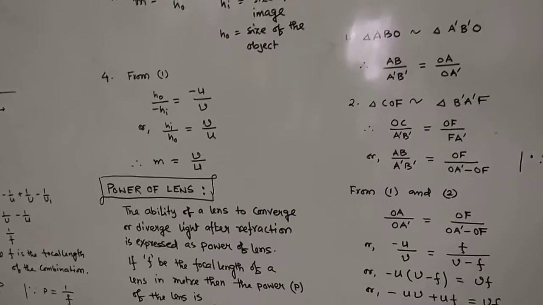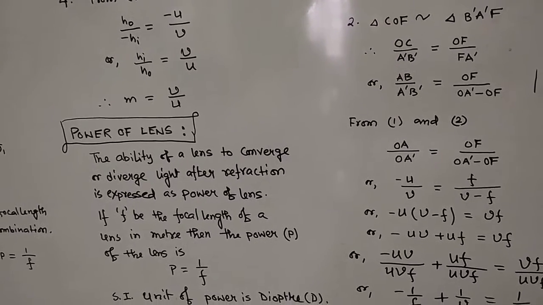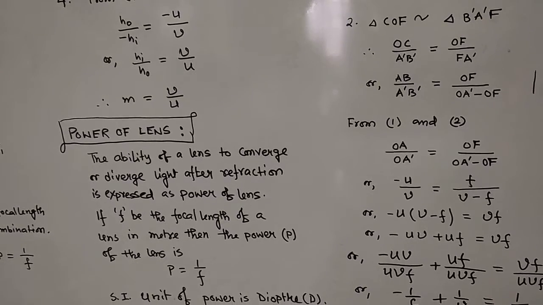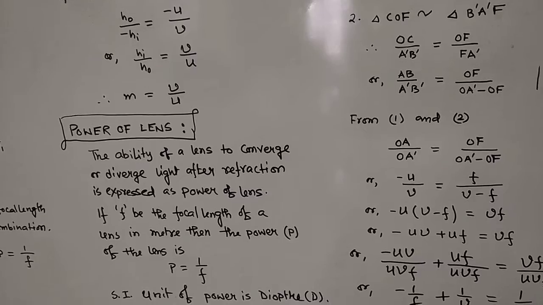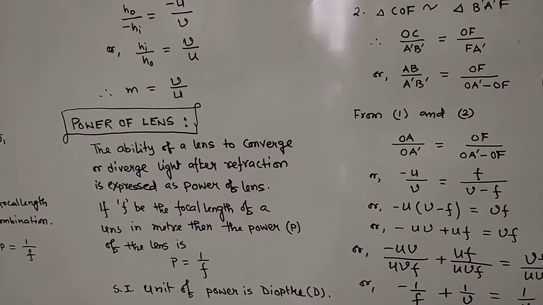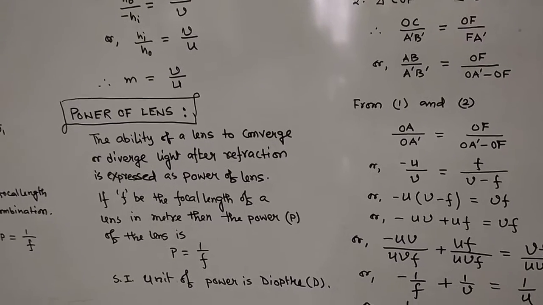Now the next topic which we are going to define is the power of a lens. Almost all of you know that the ability of a lens to converge or diverge light after refraction is expressed as the power of the lens. If the lens has a higher ability to converge or diverge, converge in the case of a convex lens and diverge in the case of a concave lens, then it has more power.